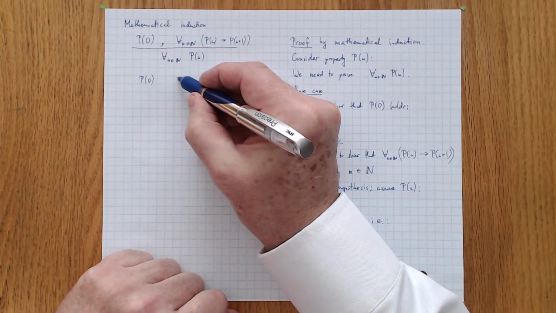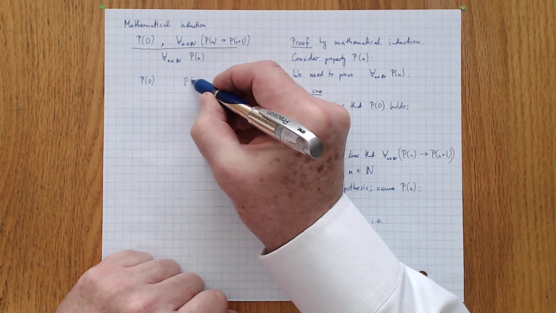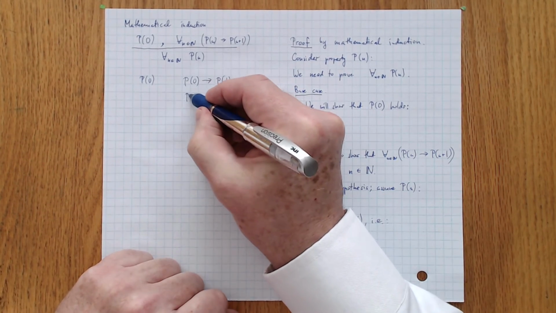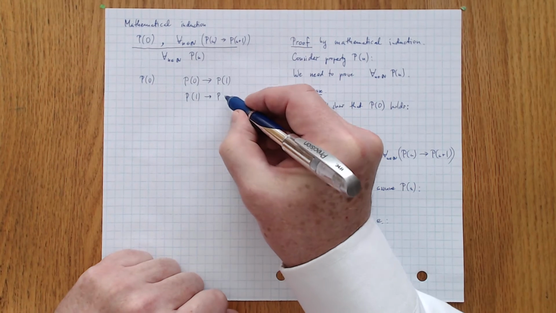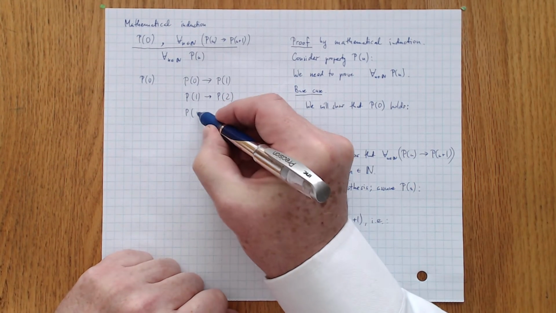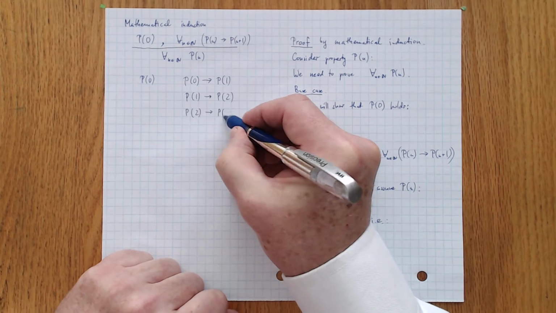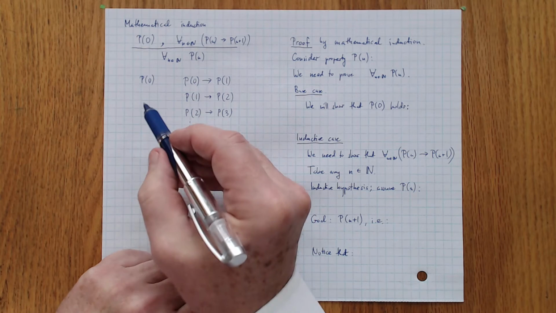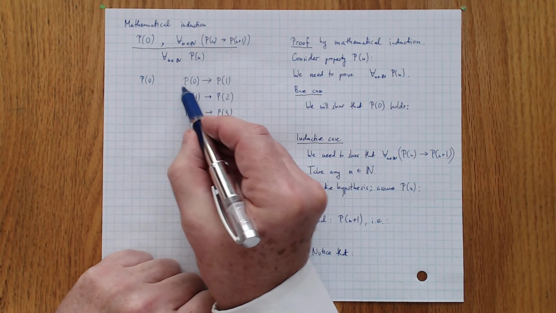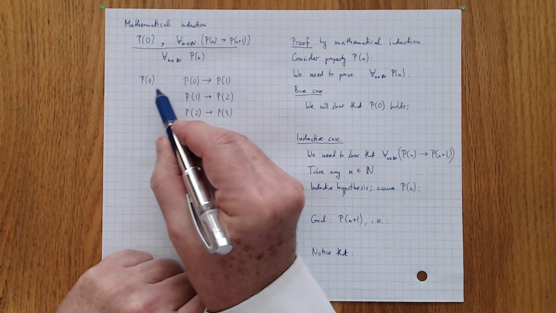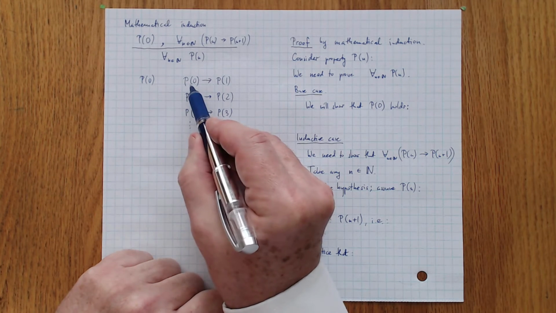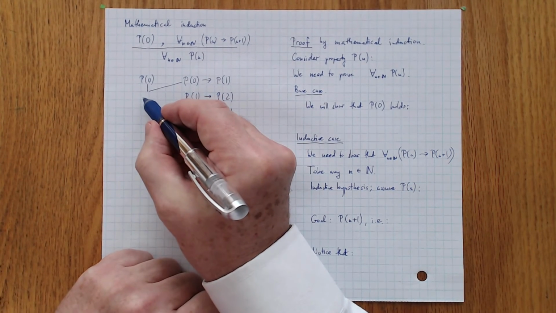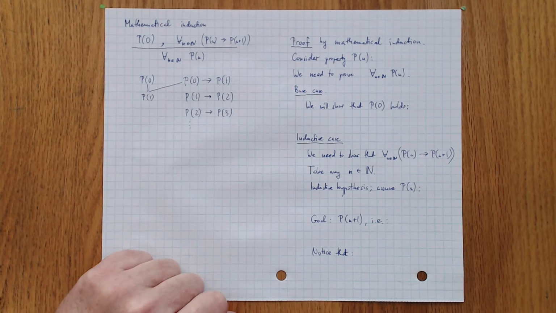This universal statement covers the following cases. P of 0 implies p of 1. P of 1 implies p of 2. P of 2 implies p of 3, and so on. Now, think about just using the logical rule of modus ponens. If we know p of 0 and that p of 0 implies p of 1, from these two facts we derive by modus ponens that p of 1 holds.